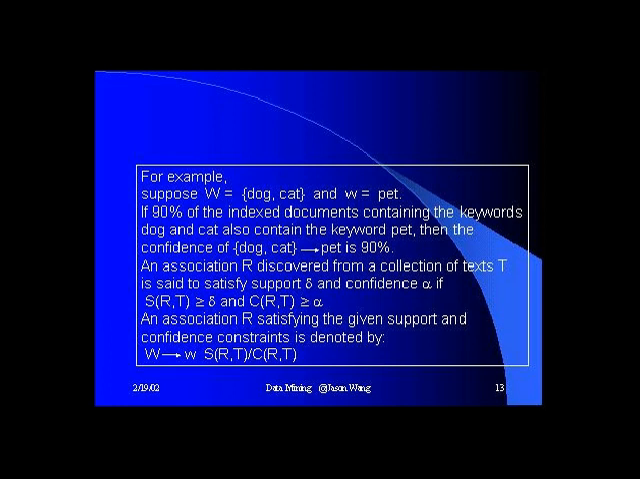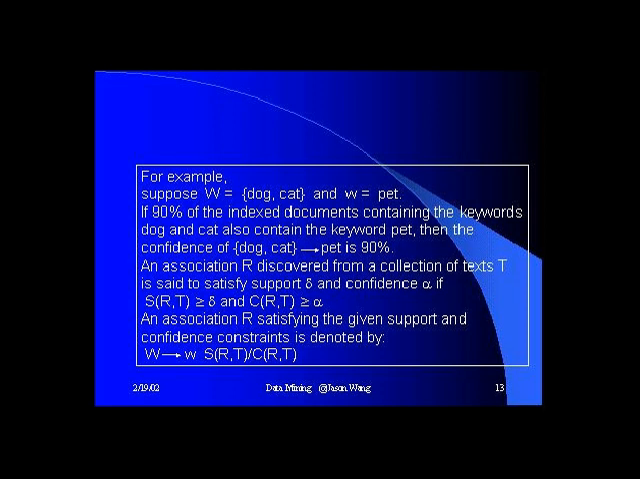Okay, so here's how we interpret the confidence. Suppose on the left hand side you have the keywords dog and cat, and on the right hand side you have the keyword pet. And if 90% of these indexed documents containing the keywords dog and cat also contain the keyword pet, then the confidence of the association dog cat implying pet is 90%. So that's a definition of this association.